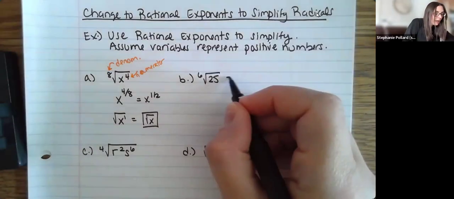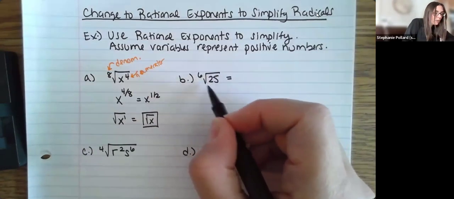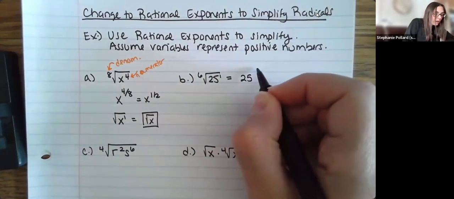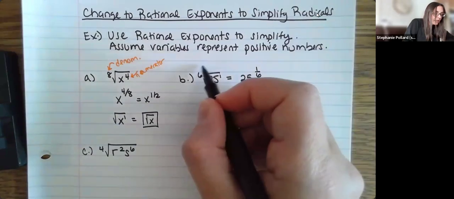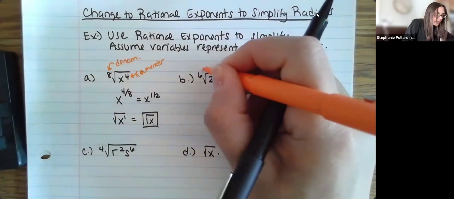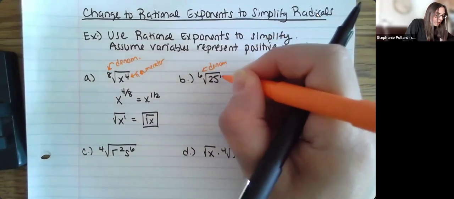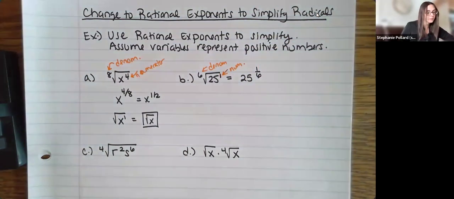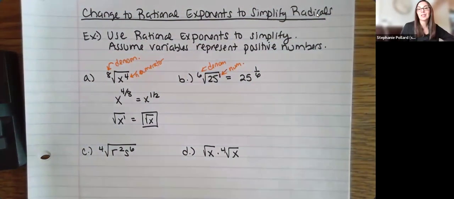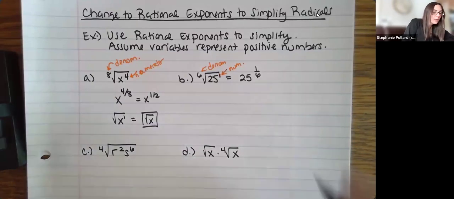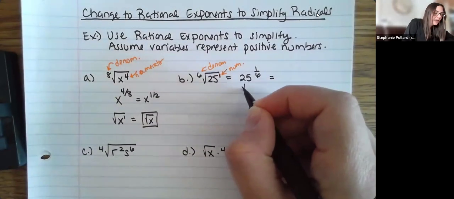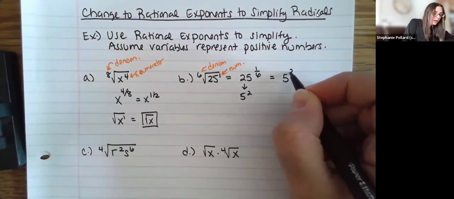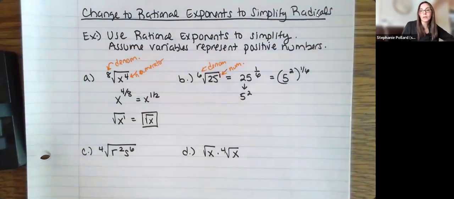For the next one, I don't have any inside power. So if there's no power there, there is a 1. So this would be 25 to the 1 over 6. Again, the outside here is going to be your denominator, and that inside power will end up being your numerator. Now, this one's a little tricky. It's not that straightforward, but you may recognize that 25 is actually 5 squared. So I can rewrite this as 5 squared to the 1/6 power.